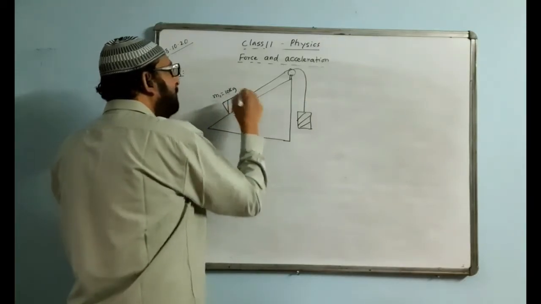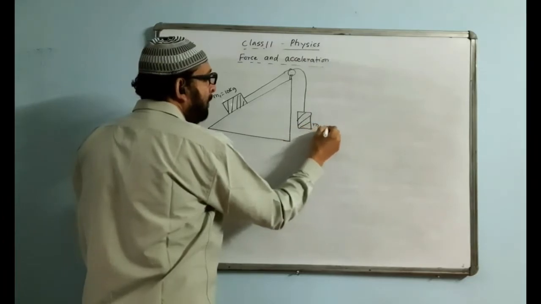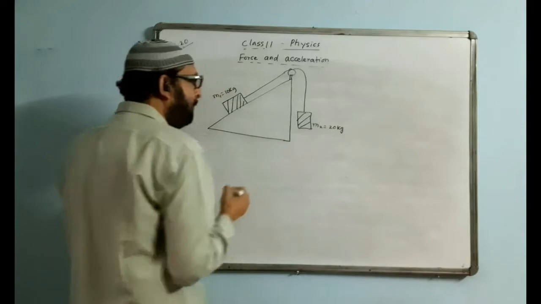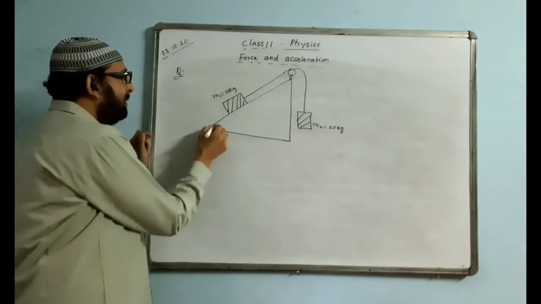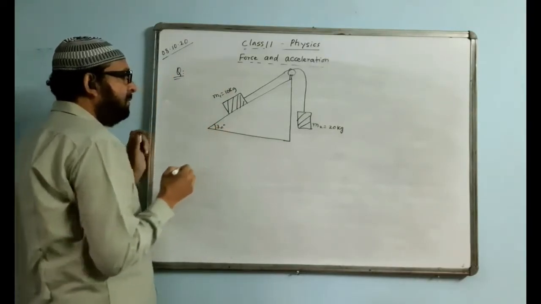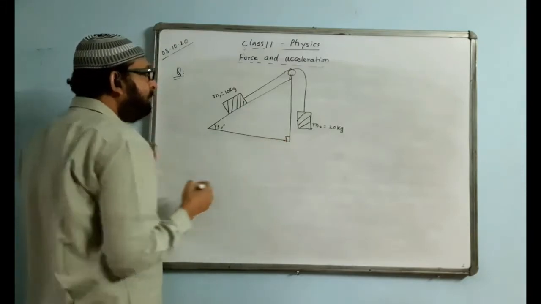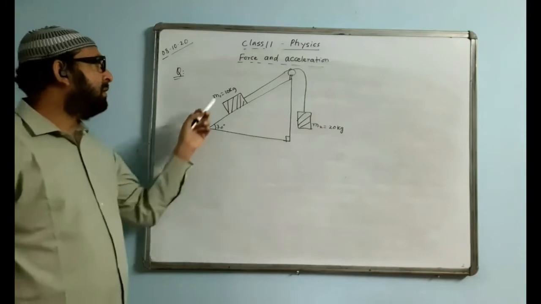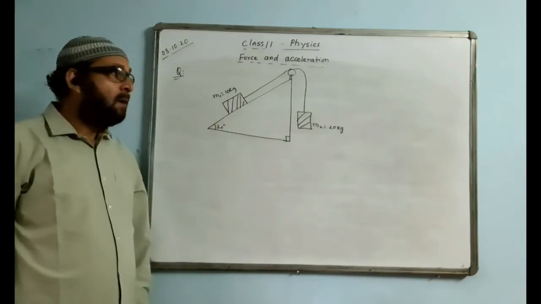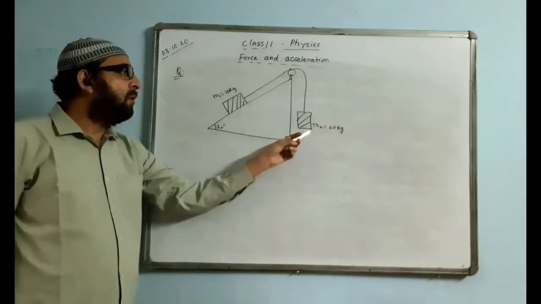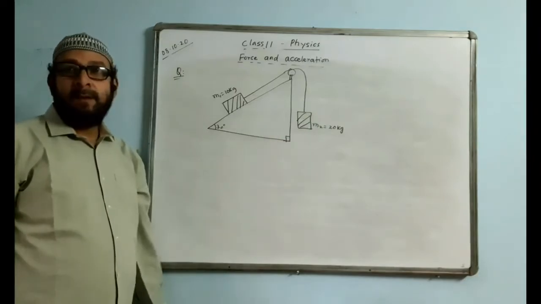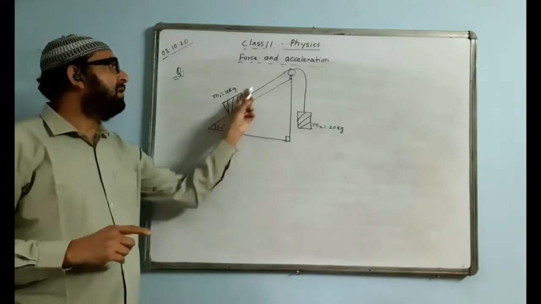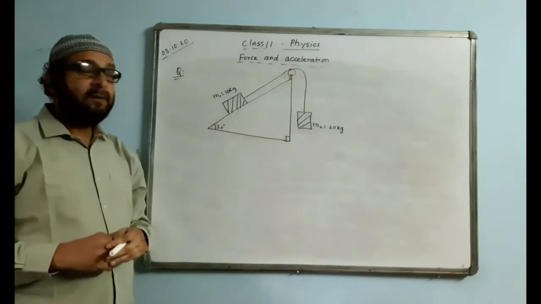M1 is 10 kg, M2 is 20 kg, and this angle is given 30 degrees. There is an inclined plane on which there is a block M1 kept, and another hanging block M2 is there. The question is asking to find the acceleration and the tension in the string. In this string we will find the tension.